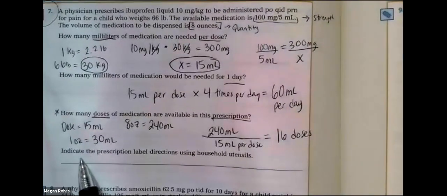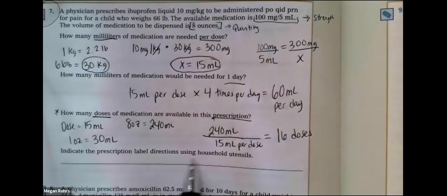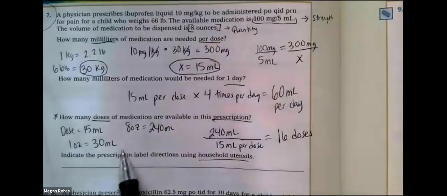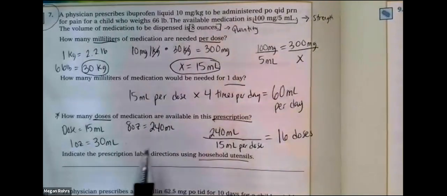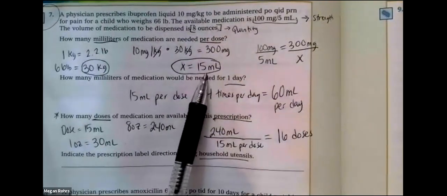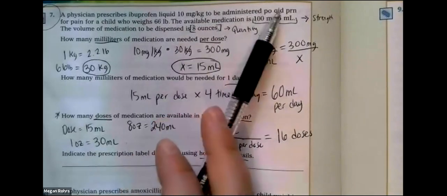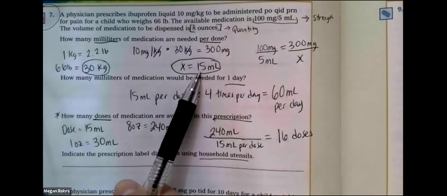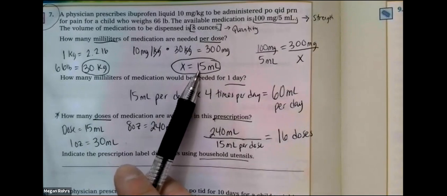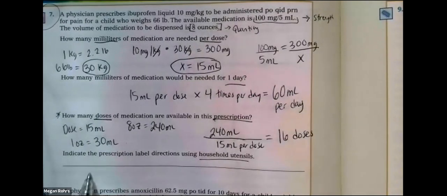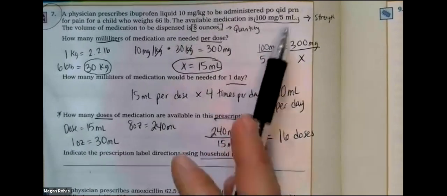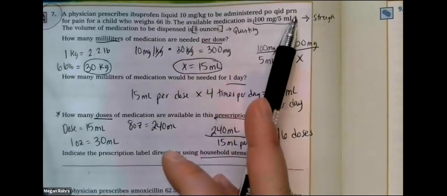Now it says, indicate the label directions using household utensils. So here we know that, remember our dose was 15 mils. So they need 15 mils 4 times a day as needed. Well, you should be able to look at your conversion chart and see that 15 mils is equal to 1 tablespoon. So if they wanted the SIG in household, we would say take 1 tablespoon by mouth 4 times a day as needed for pain.